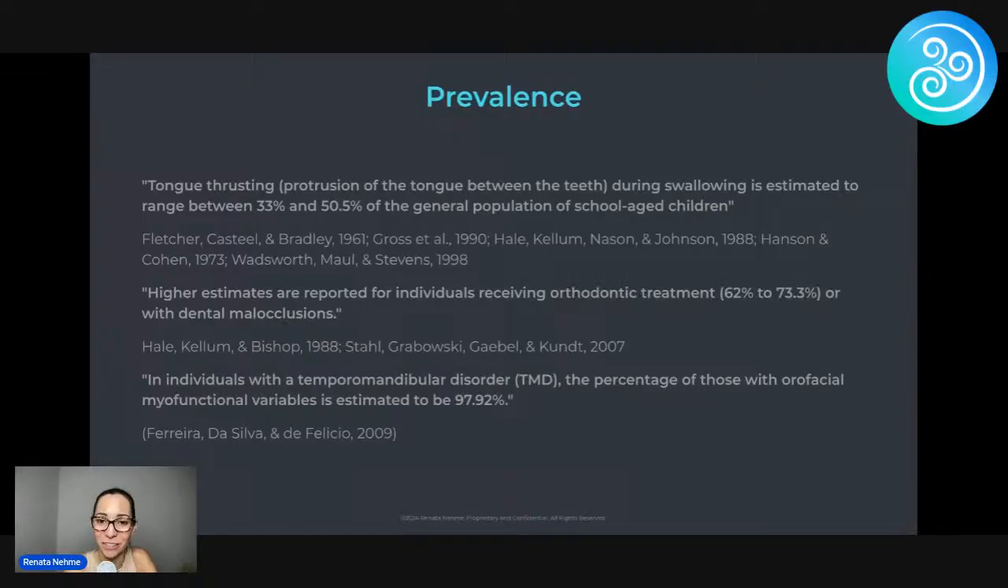What is the prevalence of tongue thrust? Tongue thrusting, protrusion of the tongue between the teeth during swallowing, is estimated to range between 33 and 50%. That's a lot of the general population of school-age children. Higher estimates are reported for individuals receiving orthodontic treatment, 60 to 73%, or with dental malocclusions. In individuals with a temporomandibular disorder, the percentage of those with orofacial myofunctional variables is estimated to be 97%. So people with TMD, they have other muscle issues that we can help them with.